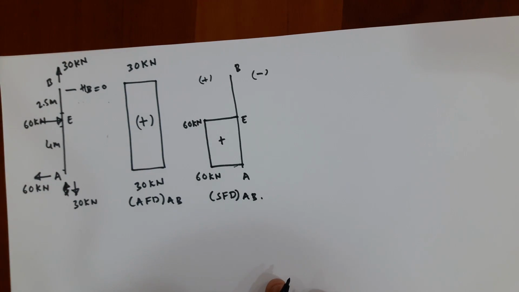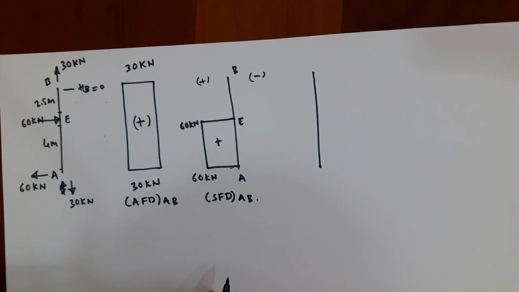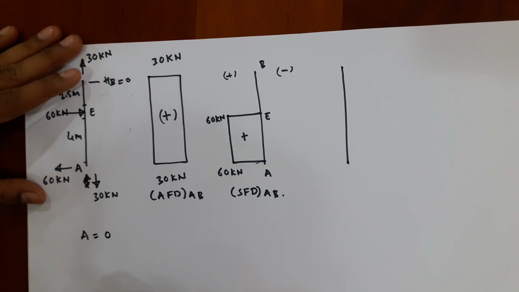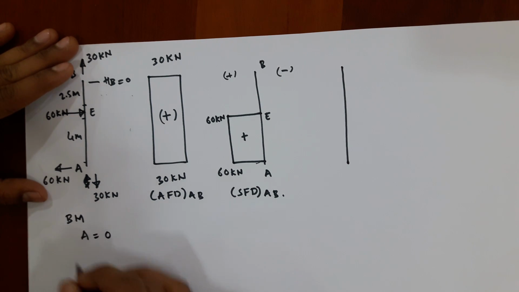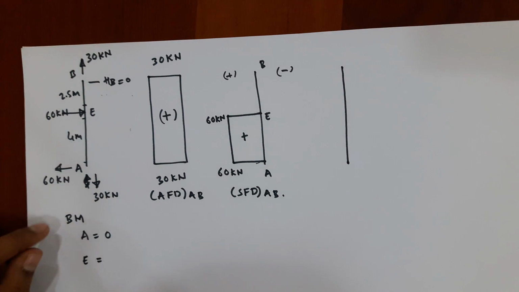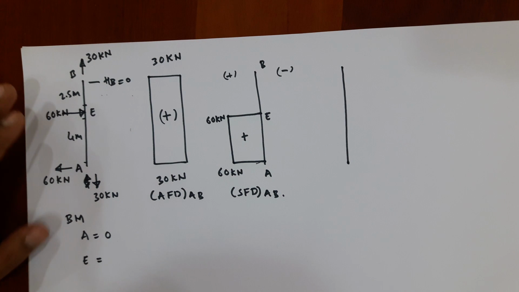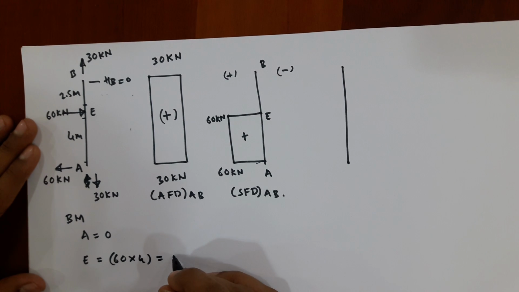So let's draw the bending moment diagram. We have to find the bending moment at different points. Bending moment at A is equal to 0, okay, because it is a hinge support. This is the bending moment at E. From A to E, left to right, clockwise will be positive, anti-clockwise will be negative. Okay, 60 into 4, it will be 240 kilonewton meter.